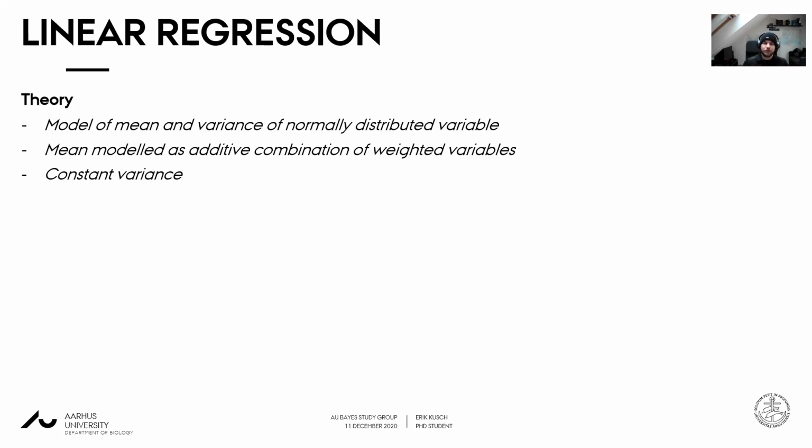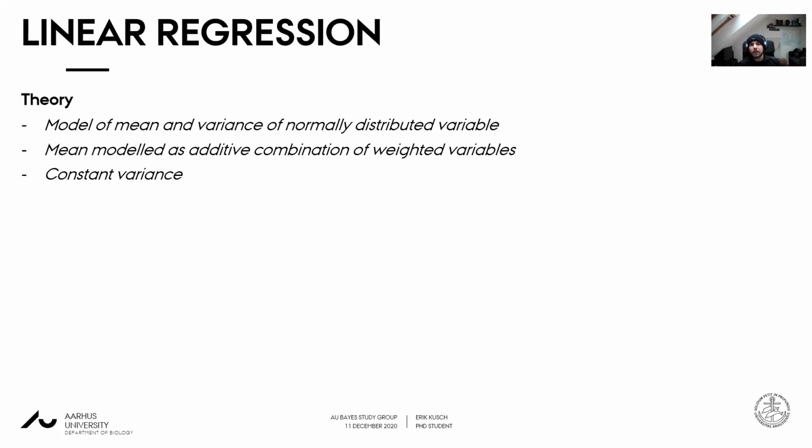So to go forth from regressions and normality itself, we have everything ready to go into linear regression. For that, the first thing we look at is the theory. Models of linear regression types give us some information about the mean and the variance of a normally distributed variable. The mean is modeled as an additive combination of weighted variables, so that's where linear oftentimes gets misunderstood as there's a straight line in a plot if we put something down. Linear just means we add stuff together.